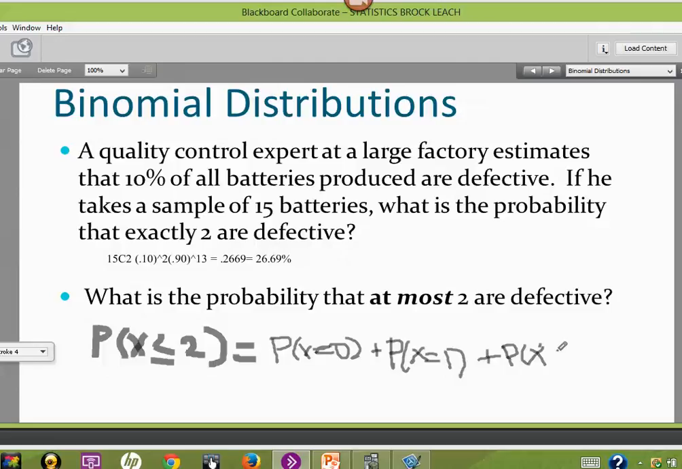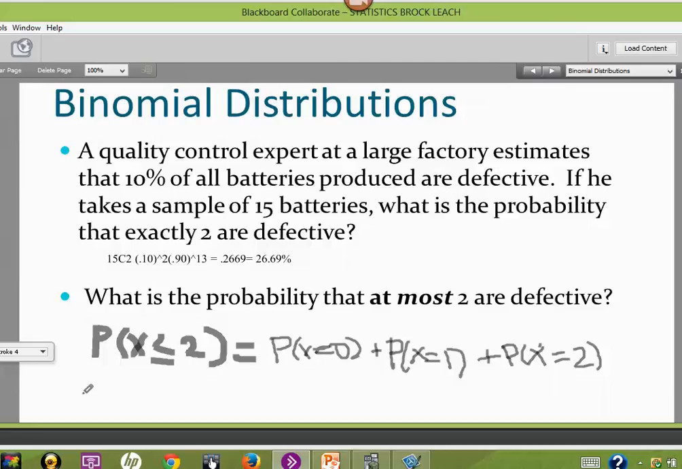Like if I said you can have at most 3 absences in this class and still pass, right? So 3 is the highest number you can get. Whereas if I say you have to have at least 70% to move on, 70% is the bottom, and we can go up from there. So at least translates into greater than or equal to.